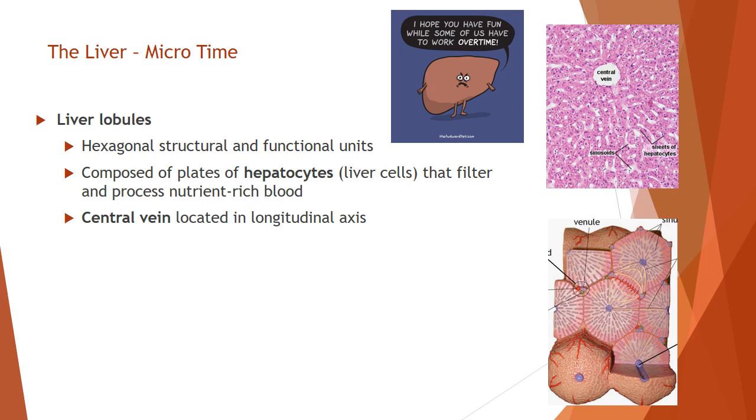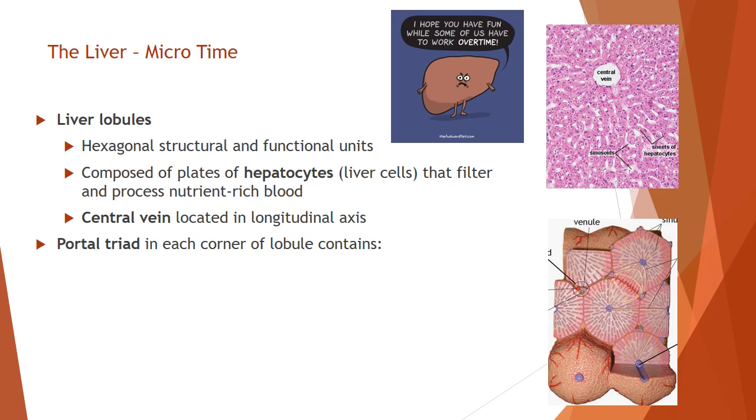A lot of the blood that comes in here comes from the small intestines, so it's actually deoxygenated venous blood, and it enters and it's full of nutrients that the small intestines absorb from the food. These cells help process that. And there's a vein, you can see that in the middle. The central vein is located in the middle of the liver lobules.